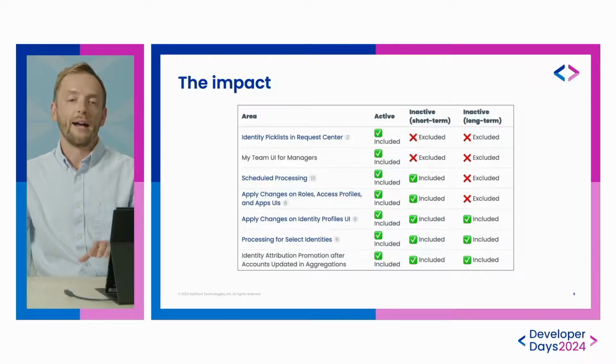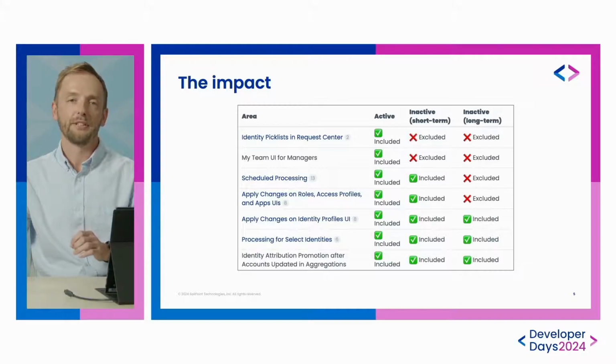The reason why we do this for actives, inactives for the short term and for the long term, is because you may be using that button after having changed either the Cloud Lifecycle State attribute or the identity state attribute, which gets you these actives and inactives. So to make sure that all identities get processed in that area, that's why the Apply Changes button runs across all these states.